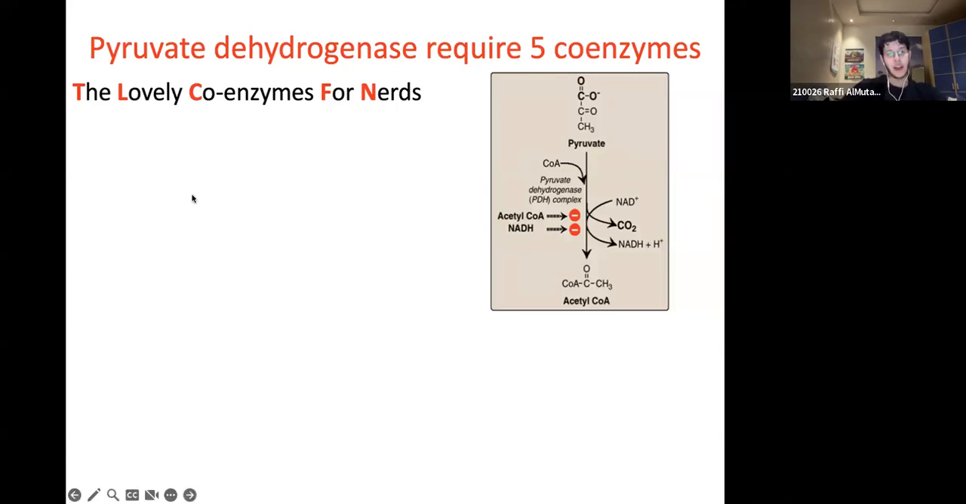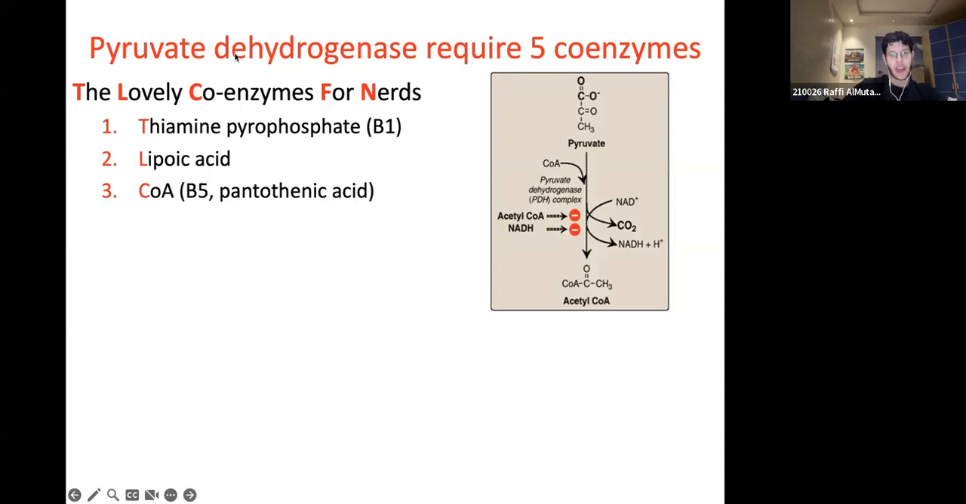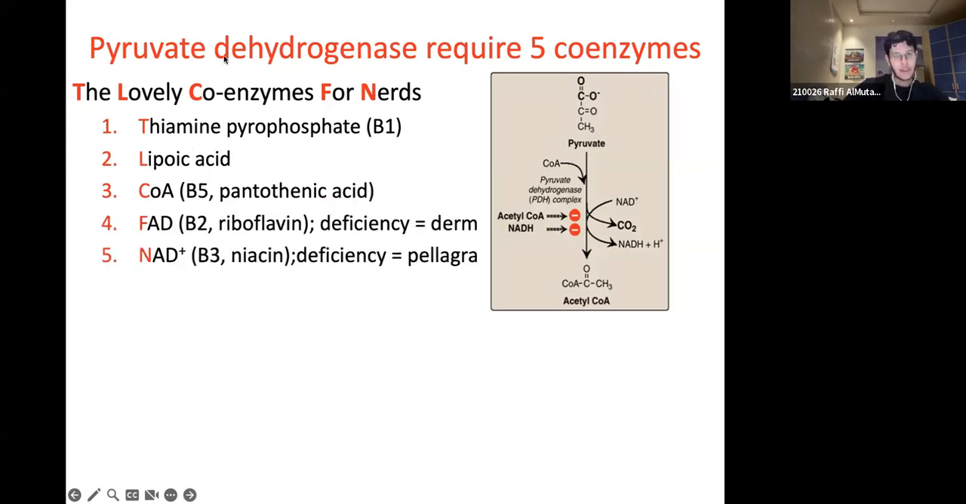So we have the T, which stands for thiamine pyrophosphate, which is B1. Lovely stands for lipoic acid. CoA, FAD, and NAD. So these five coenzymes are the coenzymes needed for pyruvate dehydrogenase. Now, pyruvate dehydrogenase needs coenzymes.